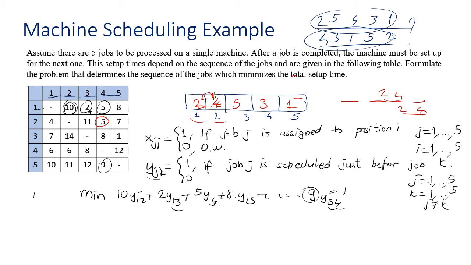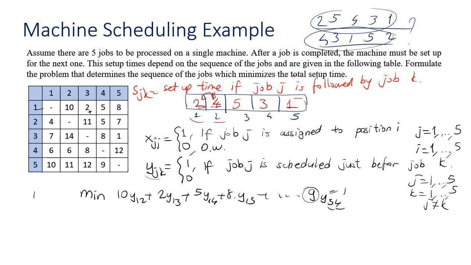And of course, we need to write this in compact form. In order to write this in compact form, I'm going to define these setup times as a parameter, and I'm going to represent the setup time with S_jk. This is the setup time if job j is followed by job k. I'm not saying this is a binary parameter. It is not binary. It is the setup time.